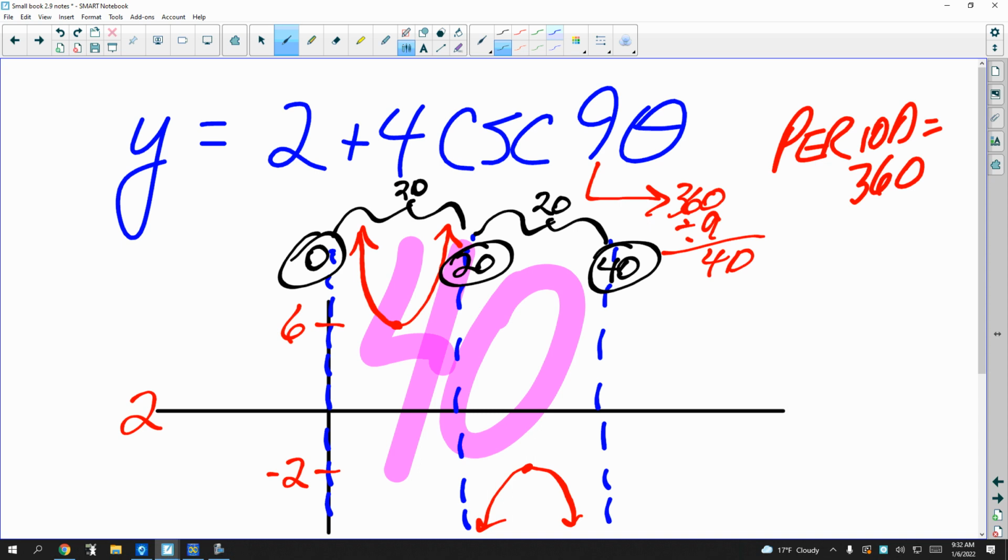Okay. So for your homework, we're going to do 4 problems. Anybody want to guess the 4? One's going to be tangent. One's going to be cotangent. One's going to be secant. One's going to be cosecant.